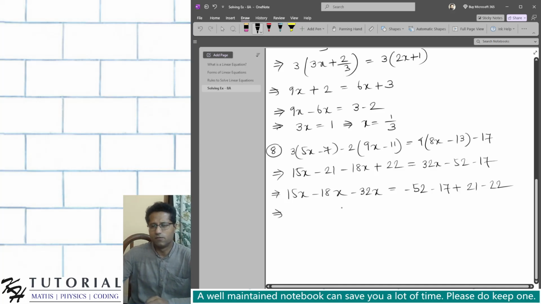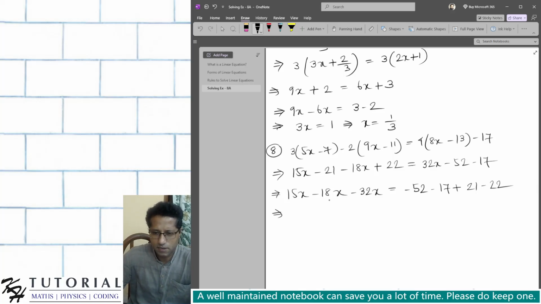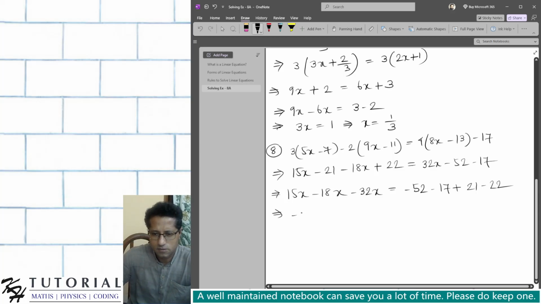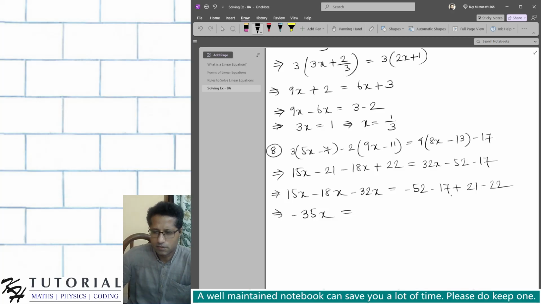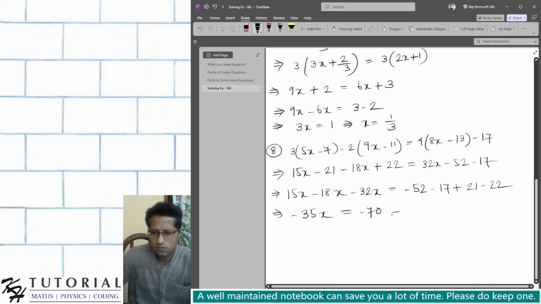This implies, if you simplify the LHS and the RHS, the LHS becomes, if you add the like terms, 15x minus 18x is minus 3x, and here minus 35x is equal to, 21 minus 22 is minus 1, and minus 17 minus 1 is minus 18, and minus 18 and minus 52 is minus 70. So this implies x is equal to minus 70 divided by minus 35. This is equal to 2. Okay.